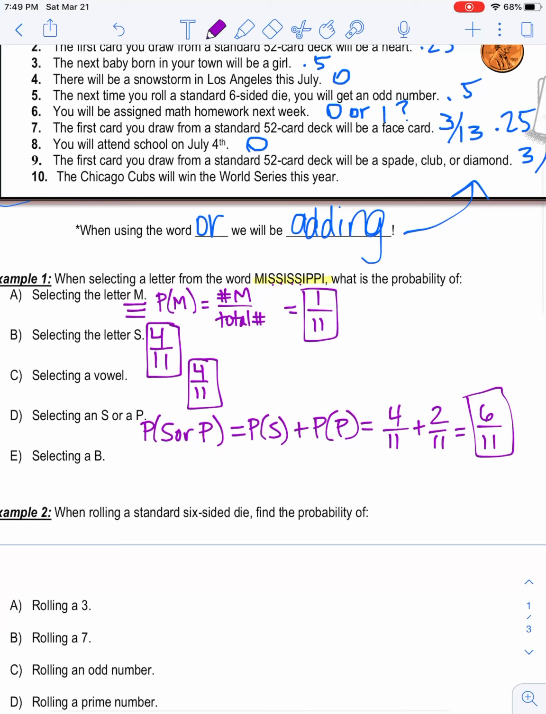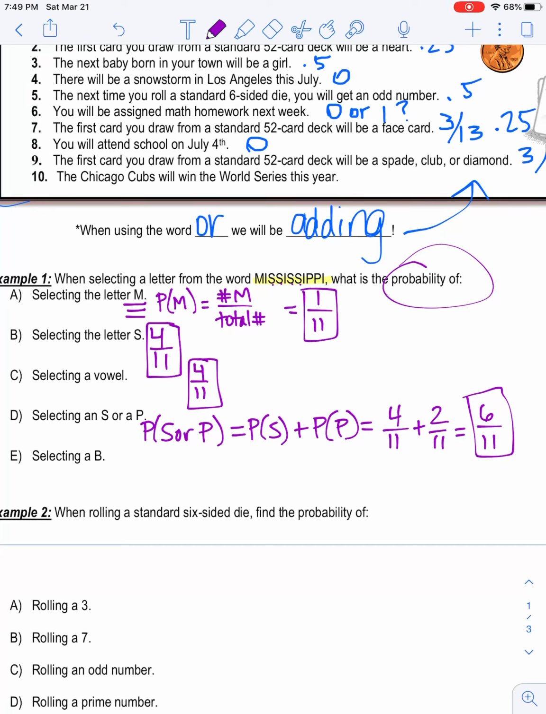Make sure you don't give an answer of just 6. That would be how many letters are S or P. But we're looking for a probability, which remember is between 0 and 1. So 6 is above 1. The answer has to be 6/11.